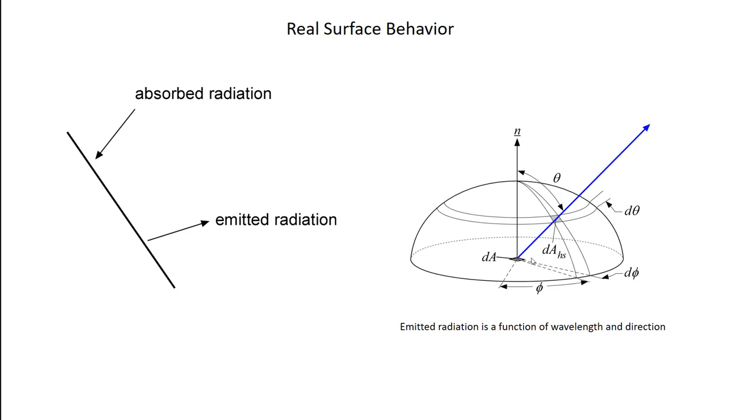And then the second spherical coordinate is this rotating coordinate around the normal, right? So in general, you can have emitted radiation be a function of both the theta and this phi angle, right? So a function of direction as well as also a function of wavelength. And so things can get relatively complicated from that standpoint.